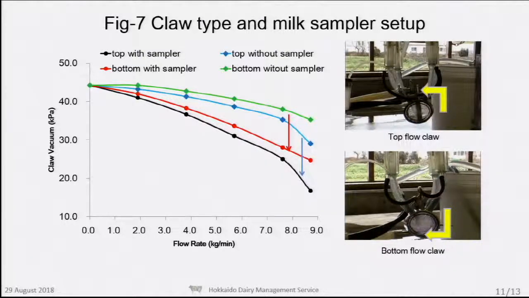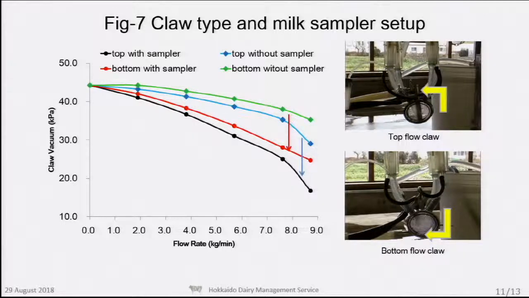This slide shows factors of claw type and sampler setup. Black line curve is top flow with sampler, and blue line curve is top flow without sampler. Difference between black and blue curve is sampler setup on top flow. Red line curve is bottom flow with sampler, and green line curve is bottom flow without sampler. Difference between red and green curve is sampler setup on bottom flow.